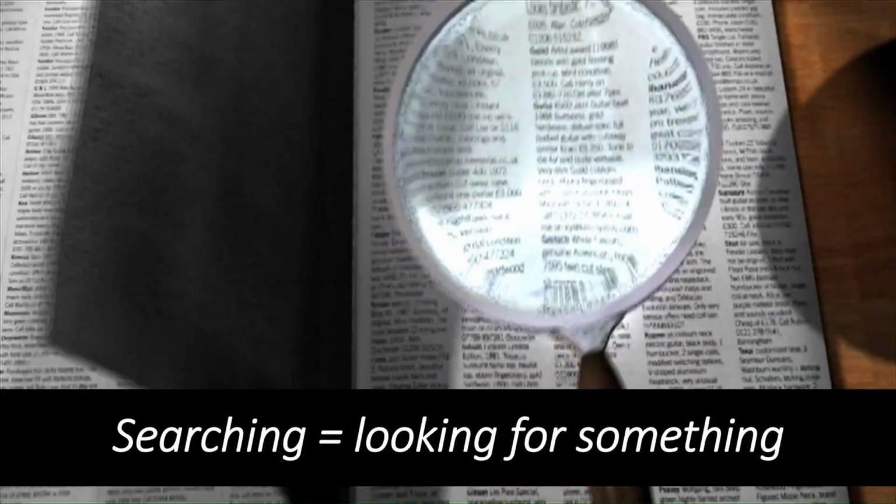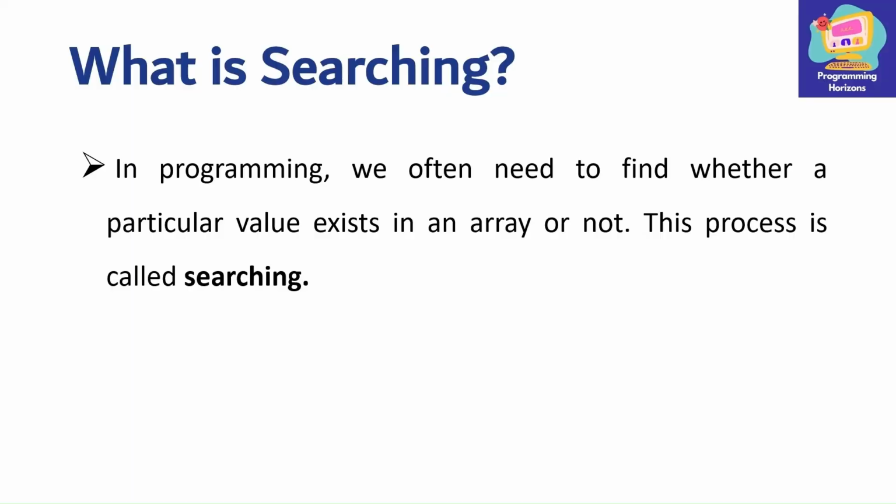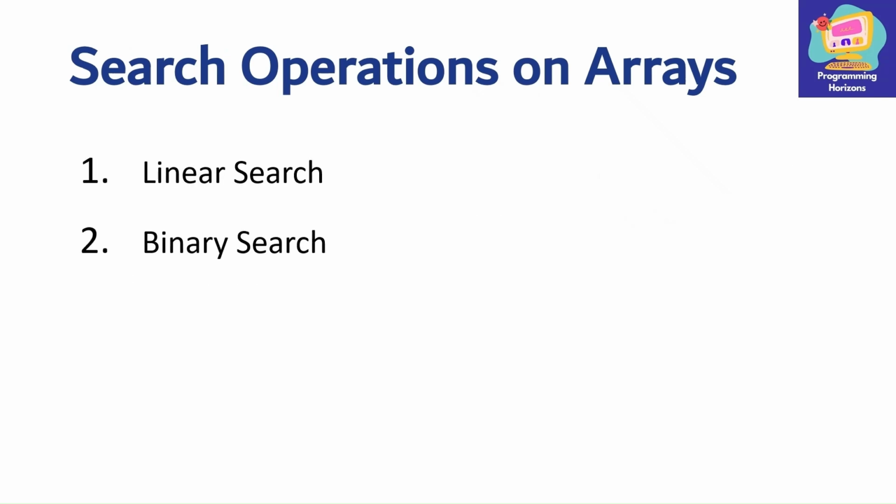Searching means looking for something, just like looking up a word in a dictionary. In the same way, in programming, we often need to find whether a particular value exists in an array or not, and this process is called searching. The two popular search operations on arrays are linear search and binary search.